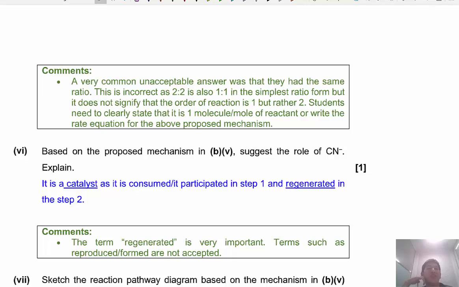You don't say they have the same ratio. That is not correct. It's not about ratio. So the reason is given here. If we say 2 is to 2, really it's 2 is to 2, so you cannot just base it on ratio. You say they must follow the stoichiometric ratio.